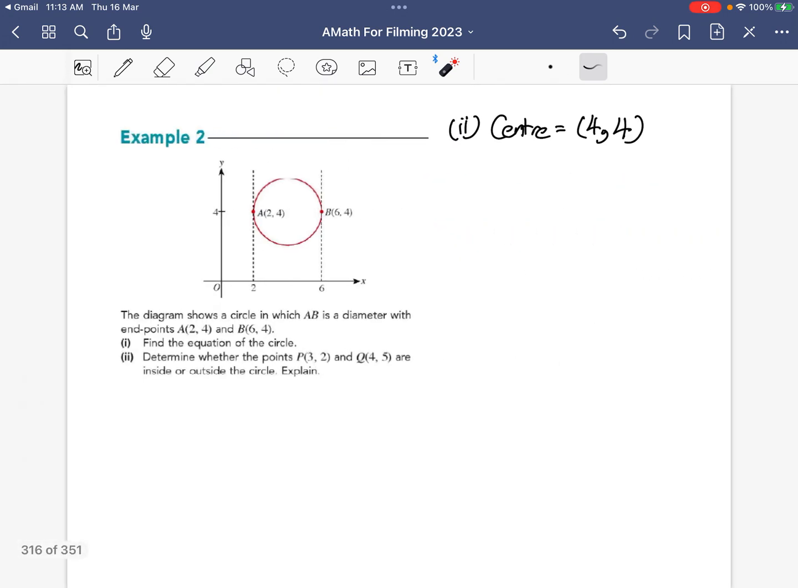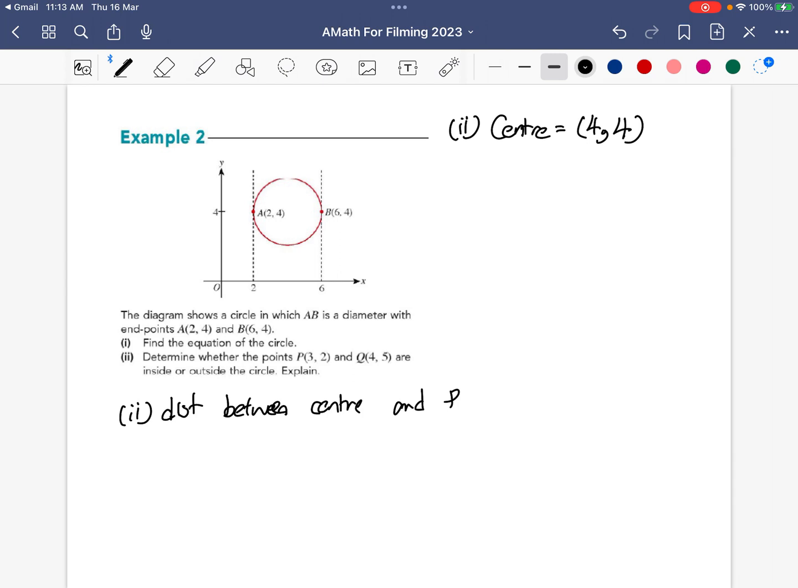So if you find the length between center and P, center and Q, you can determine if it lies on the circumference of the circle, inside the circle, or outside of the circle itself. So what we can do now is very quickly find the distance between center and P. If I use the formula, what I get is the square root of (3 minus 4) squared plus (2 minus 4) squared.